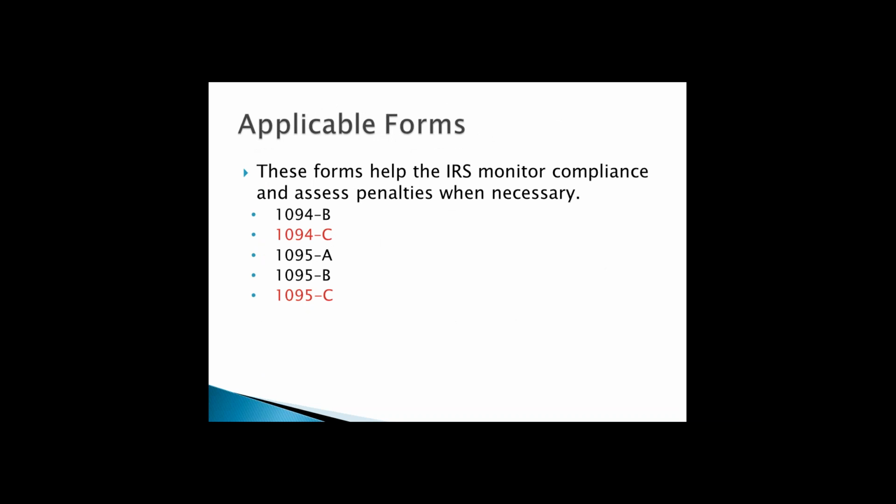The forms below will help the IRS monitor compliance and assess penalties when necessary. Today we are going to focus a lot of attention on the 1094C and 1095C forms, which are required to be filed by self-insured and fully insured applicable large employers. The forms used to report health coverage information to the IRS include the 1094B, 1094C, 1095A, 1095B, and lastly, the 1095C.